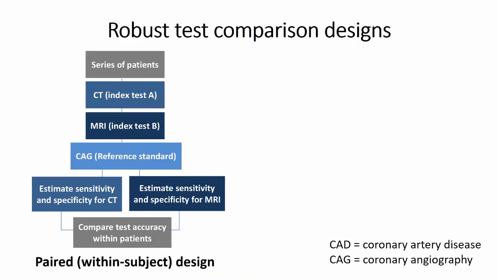On the other hand, you could have a paired design in which everybody gets all the index tests and they also get the reference standard. And this is a more common design, and you can think of that in a lot of scenarios. It's possible to use this design because if you're taking a blood sample, you can divide it up and perform lots of different tests. So it tends to be quite a common design compared to a randomized design.